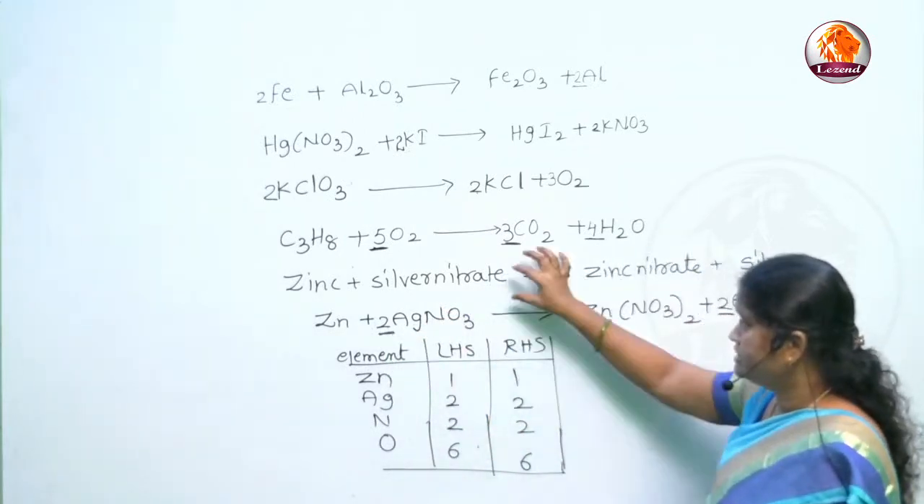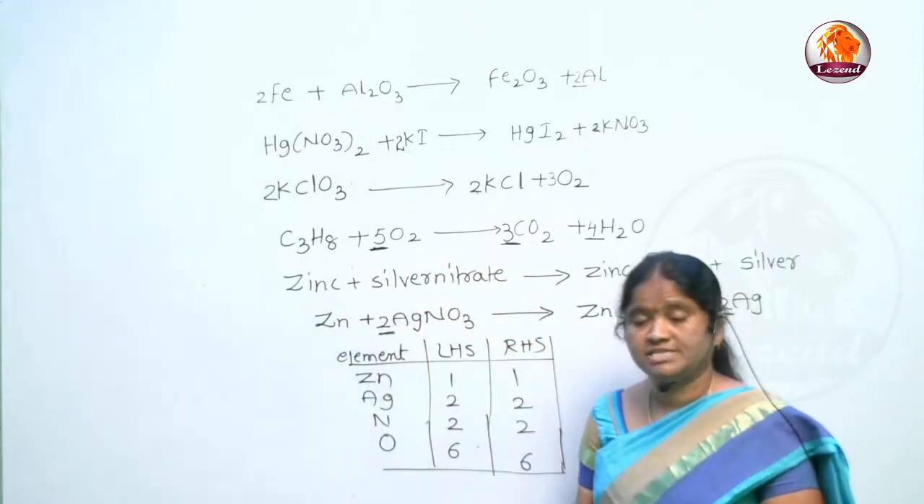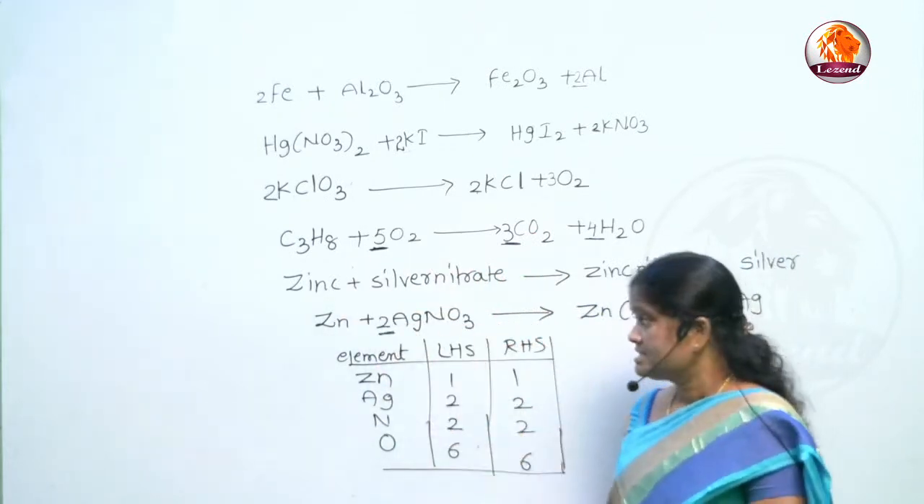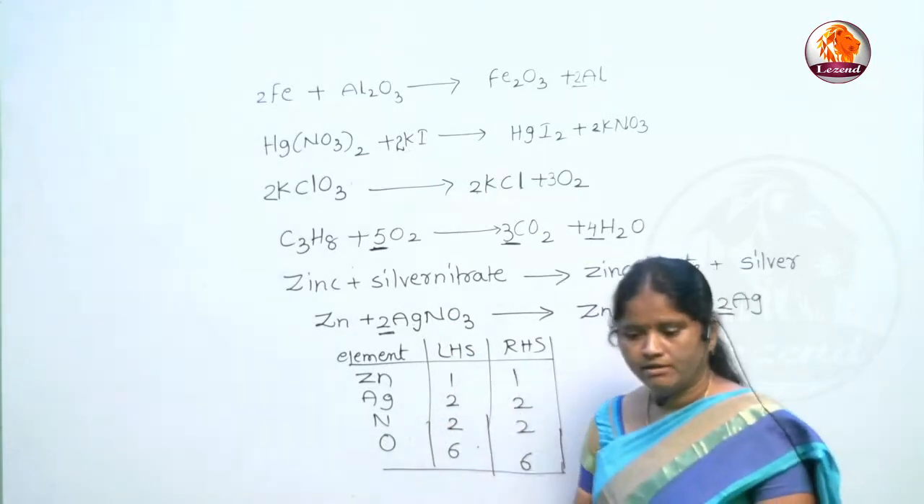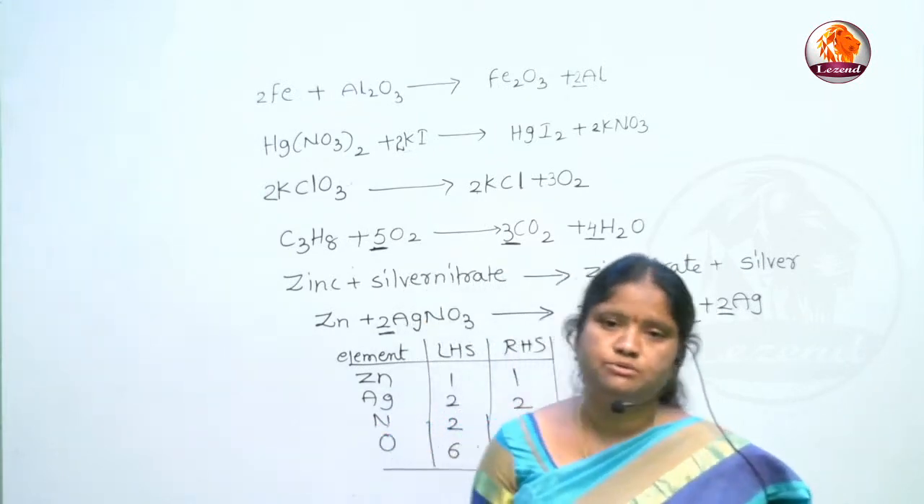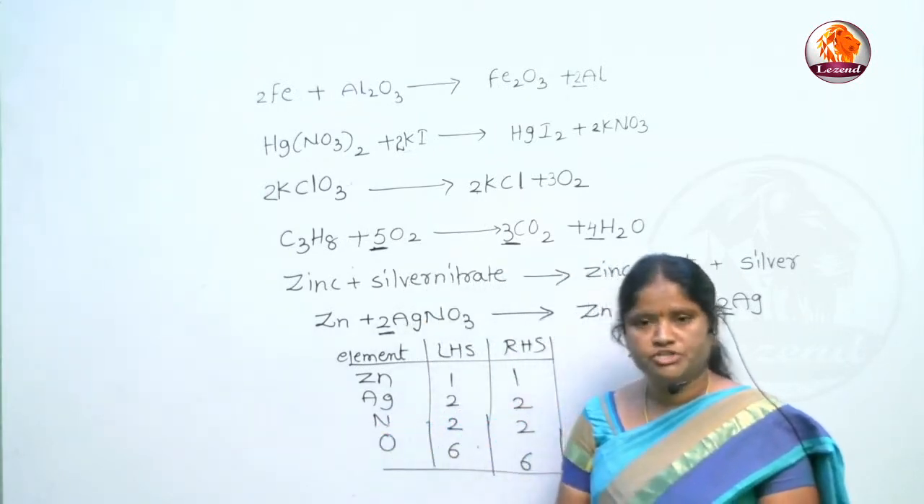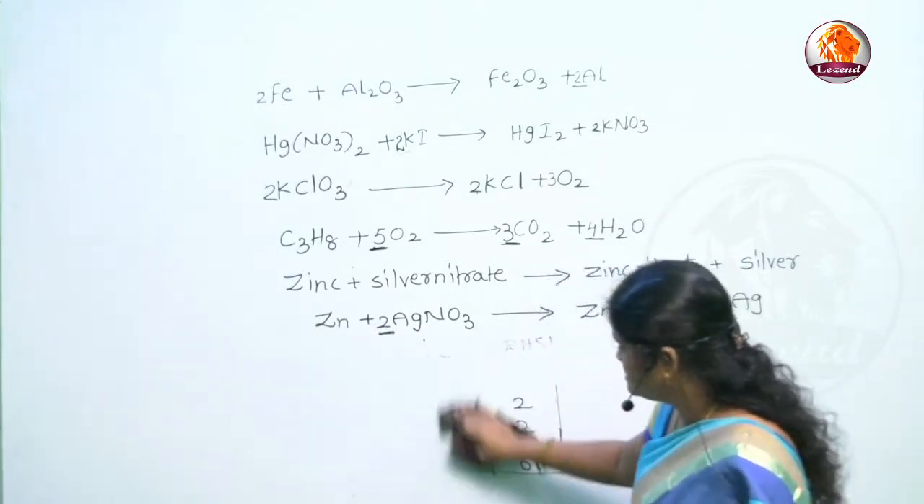If they give the word equation like this, first we have to write the unbalanced chemical equation, that is the skeletal equation, with proper symbols of the elements and proper formulas of the chemical compounds. We compare the atoms of each element on both sides, and we make the necessary changes to balance the atoms of each element on both sides. This is how we have to balance the equation.